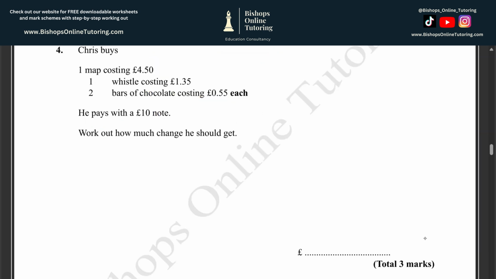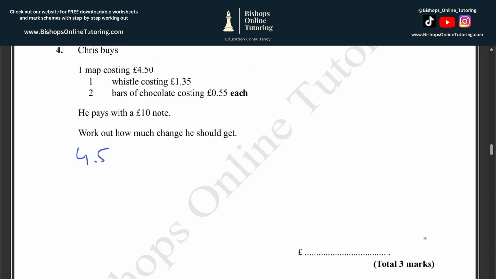Chris buys one map costing £4.50, one whistle costing £1.35, and 2 bars of chocolate costing 55p each. He pays with a £10 note. Work out how much change he should get. So let's first calculate the total of all of this, and then we'll take it away from £10.